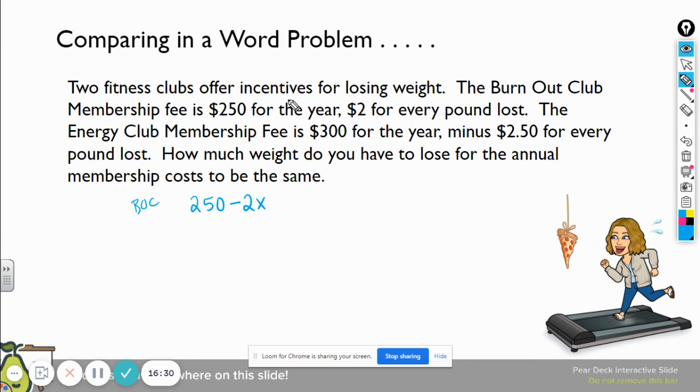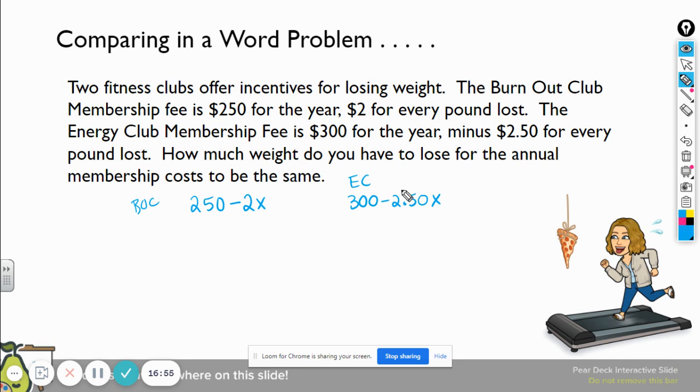Okay. Then the Energy Club membership fee. So Energy Club, this is a different club, if you're thinking about which club you want to join. Energy Club says it's $300 for the year minus 2.5, or 2.50. You could do 2.50 if you want to. They mean the same thing. Per pound.